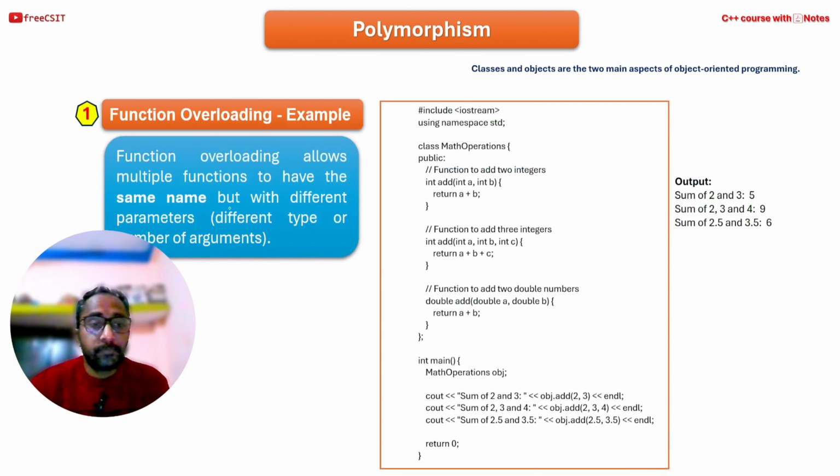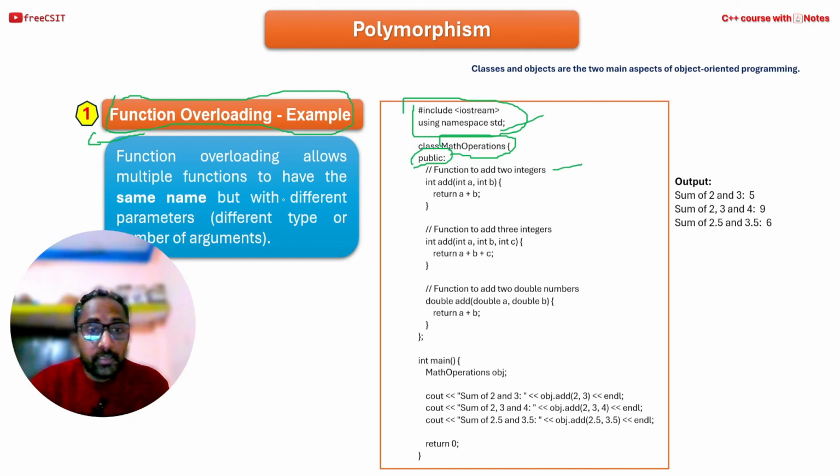Here is a function overloading example. Function overloading allows multiple functions to have the same name, but different parameters, types, and number of arguments. This is the basic thing you have to include: header files and namespaces. You have created a class named MathOperations, and you have specified the public specifier so that you can access it from inside and outside of the class.